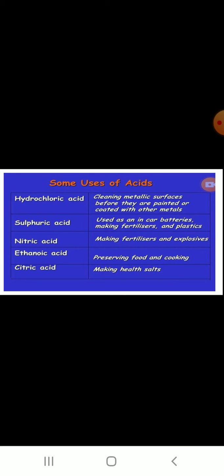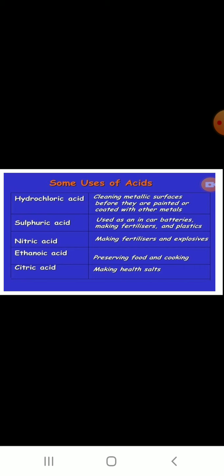Uses of acids. Simple explanation: hydrochloric acid is used in cleaning metallic surfaces. I told you it is used to clean metal surfaces before they are painted or coated with other metals. Before painting, they remove any unwanted rust or deposition. Then it is painted or coated with other metals so that further rusting can be prevented.